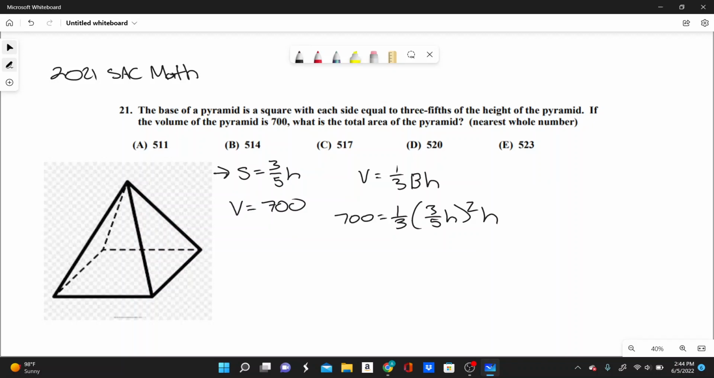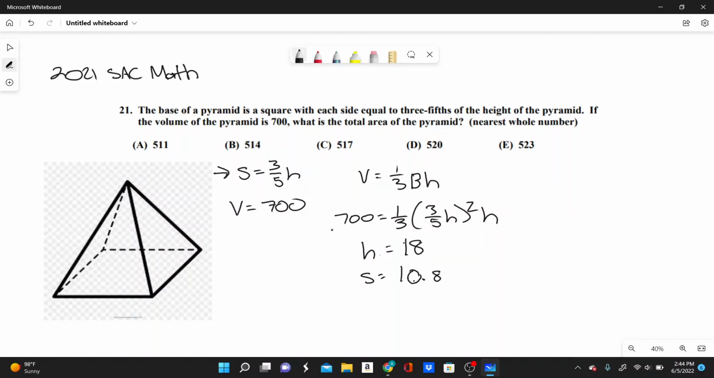Doing a little algebra, you can solve and you can see that h is equal to 18. And then from our other equation, we can also solve for the side, since we know side is 3/5 of the height, so our side is 3/5 of 18, or 10.8.